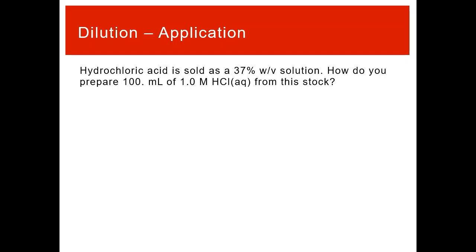Let's do one a bit more complicated. Hydrochloric acid is sold as a 37% weight by volume solution. How do you prepare 100 milliliters of 1.0 molar HCl from this stock?